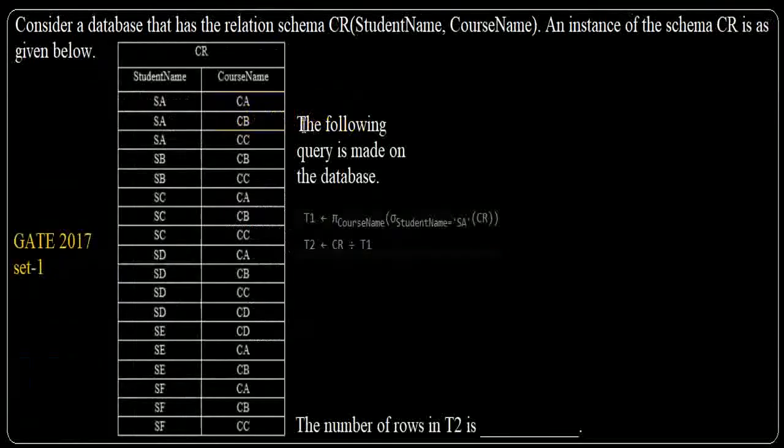Now let's take this question. Consider a database that has relation schema CR, student name comma course name. These have 2 attributes, and the instance of this schema CR is given below here. CR is a table. The following query is made on the database, which is this algebraic expression. Let's check this. The number of rows in T2 is what it is asking for.